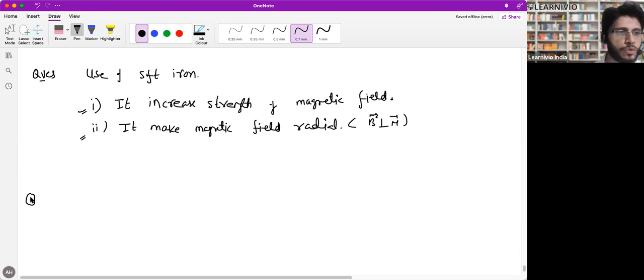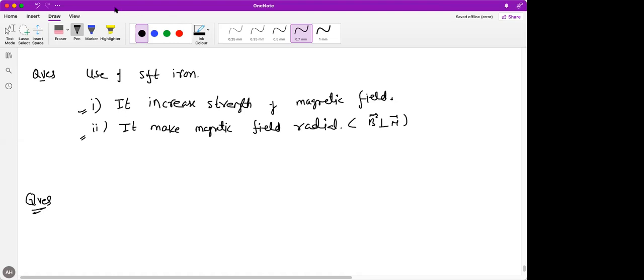Now let's do one numerical on current sensitivity and voltage sensitivity. Then we will start ammeter and voltmeter. So the questions on current sensitivity and voltage sensitivity are pretty straightforward. You have all data.